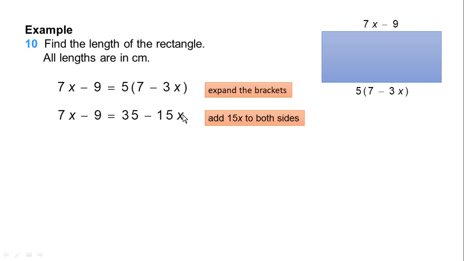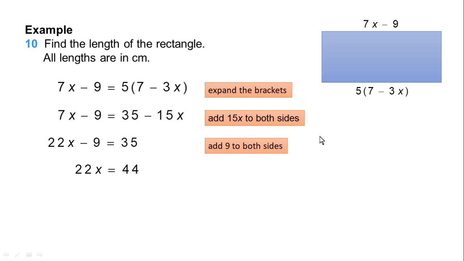Next, I'll add 15x to both sides to remove the minus 15x on the right side. So if I add 15x to both sides, it will become 22x minus 9 is equal to 35. And if I want to remove negative 9, I'll add 9 to both sides. After adding 9 to both sides, it will become 22x is equal to 44. Therefore, x is equal to 2 because I will divide both sides by 22. Sorry, it should be 22 over here. Okay? It's just a typographical error. So I'll divide both sides by 22. x is equal to 2.